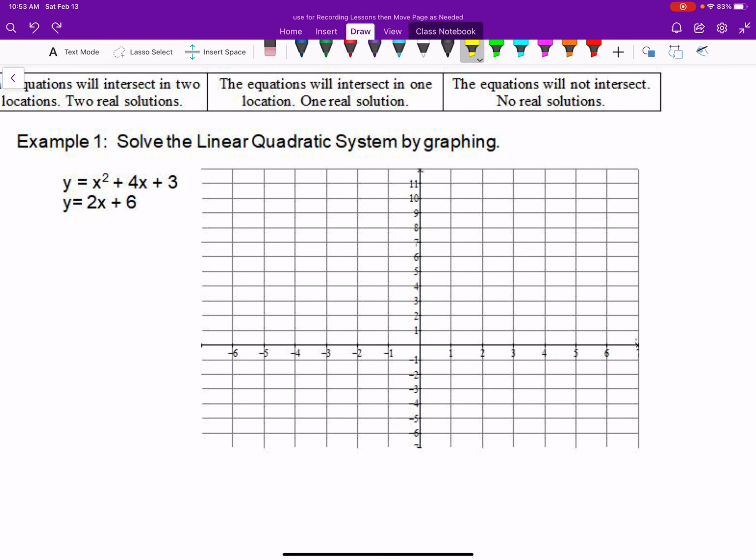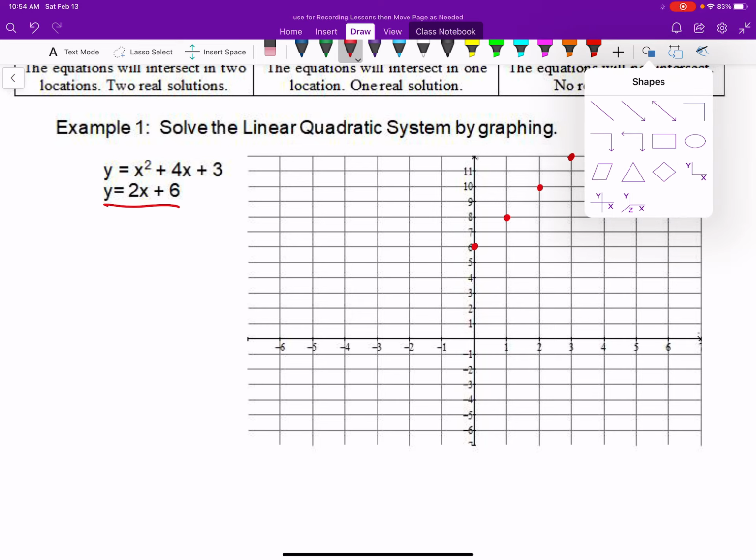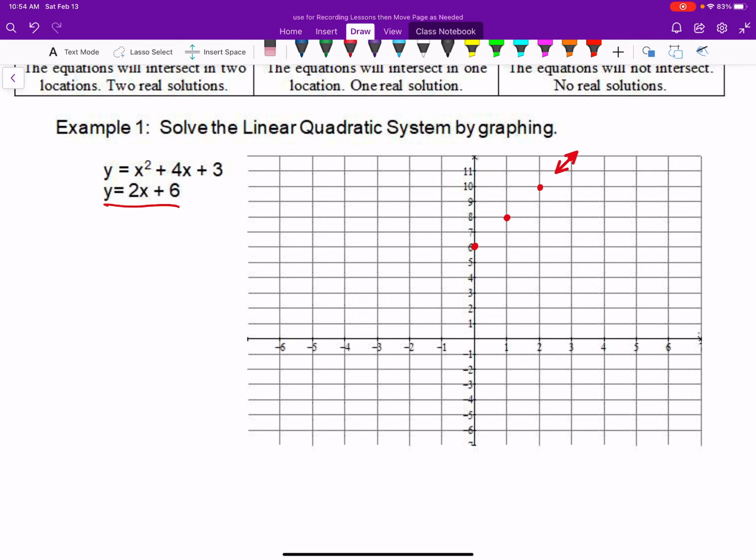Let's start by doing one where we solve by graphing. Graphing the line is easiest, because all we have to do is go to the y-intercept, which is 6, and then the slope is 2, which means 2 over 1, up 2 over 1, up 2 over 1, and so on, and then connecting those with a straight line. Like this. So that's our linear graph.